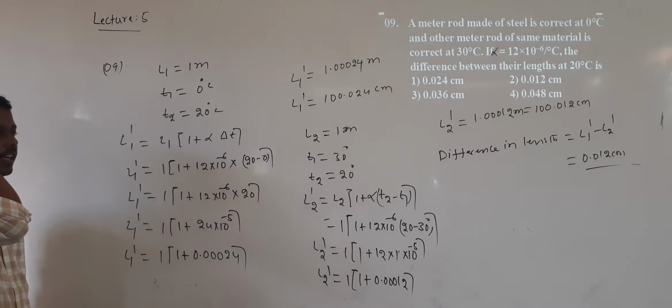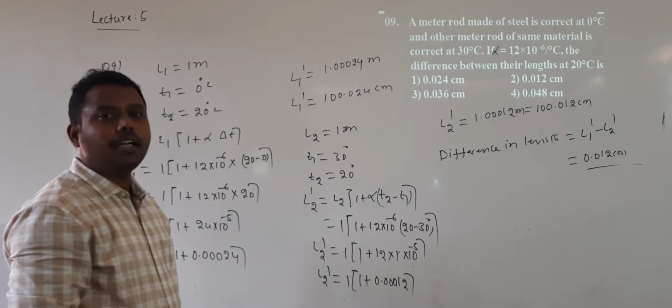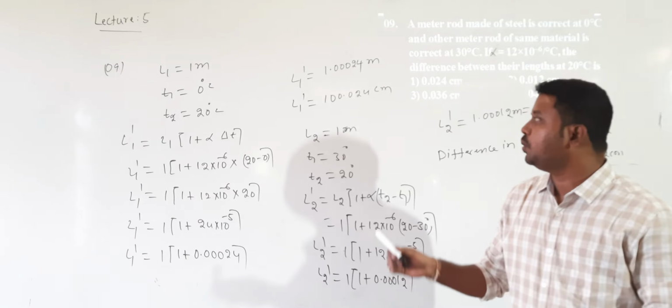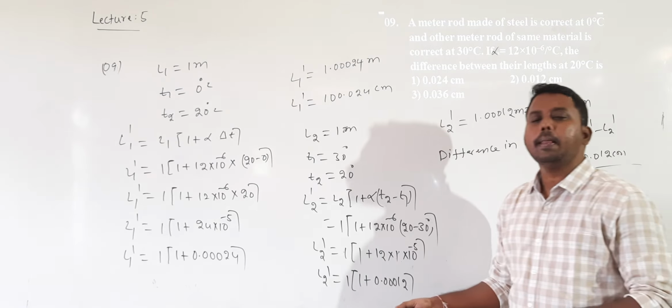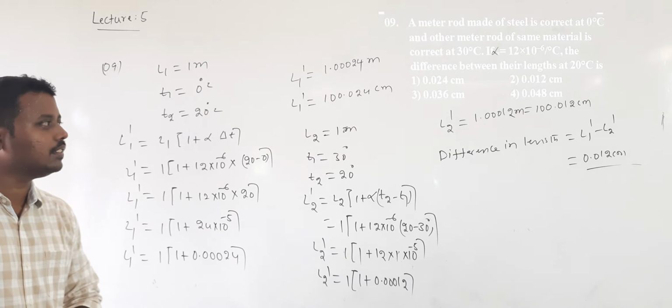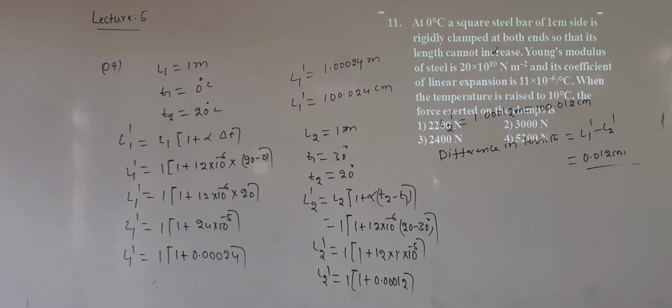Simple question only. They have given two rods with the same initial length value, but initially both are not at the same temperature. They are asking us to calculate what is the difference in their length at a final temperature. At a temperature of how much? 20 degrees Celsius. Question clear? This is question number 9.